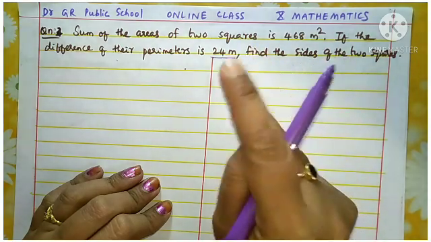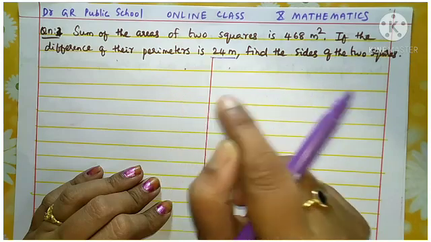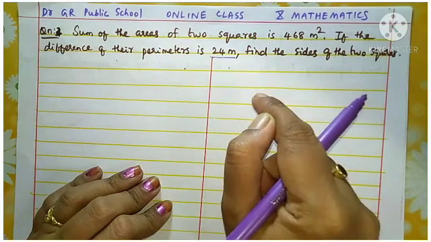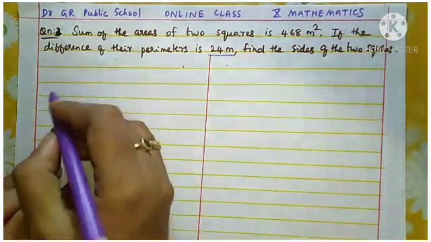So you want to take two different sides for each square, but one should be greater and the other the smaller one. In that way you want to choose the variables. Okay, so we can discuss the answer now.